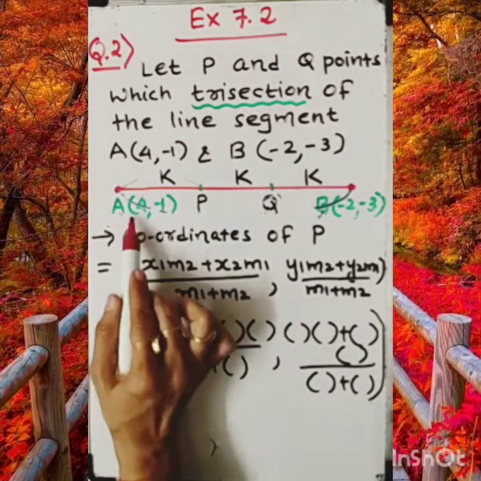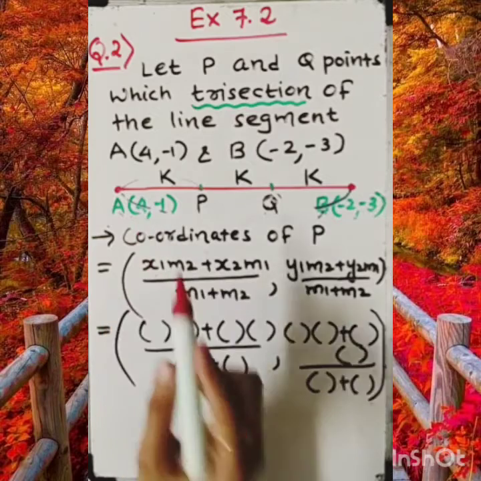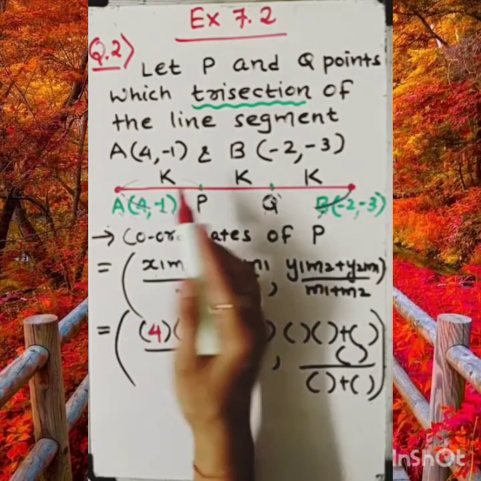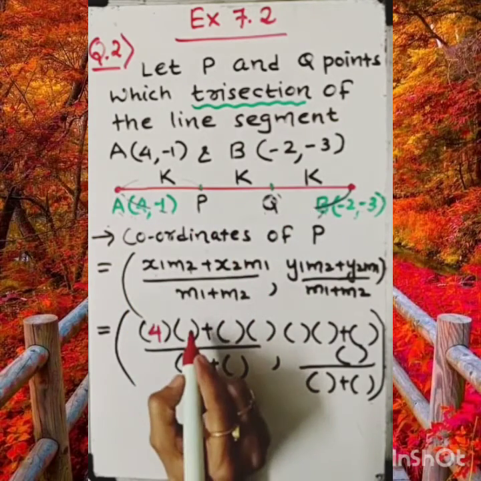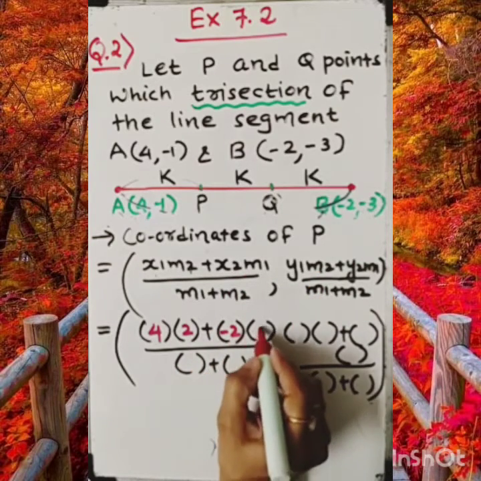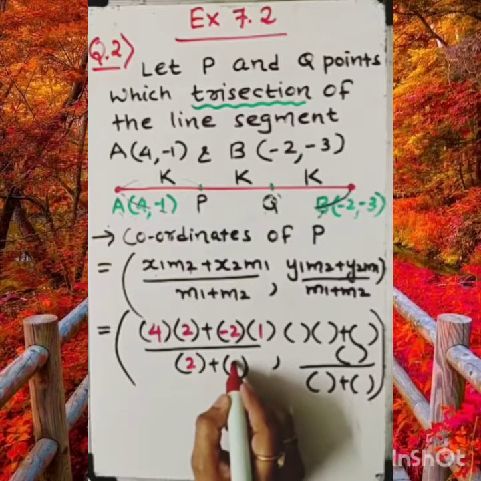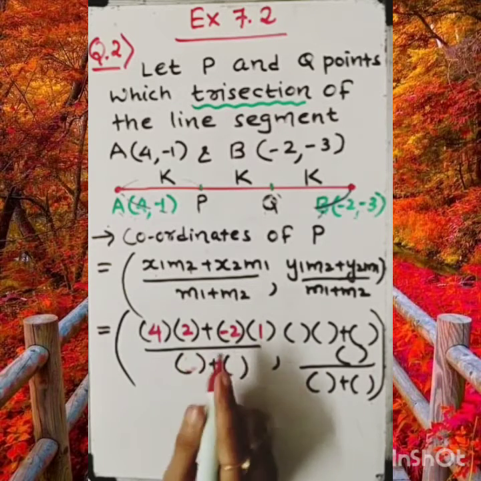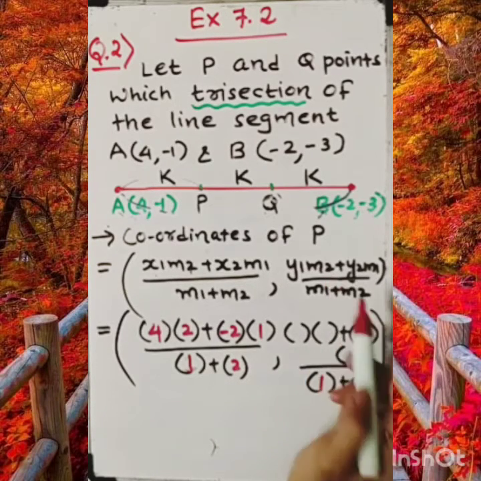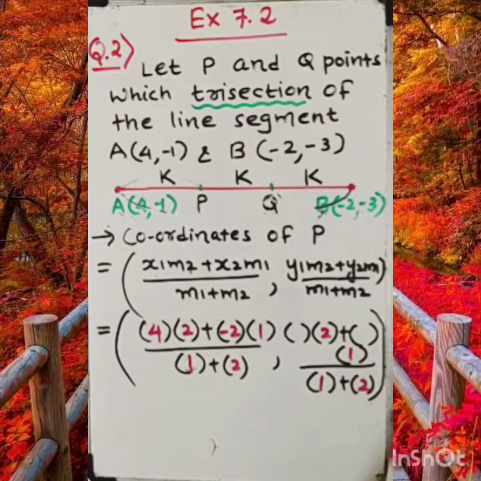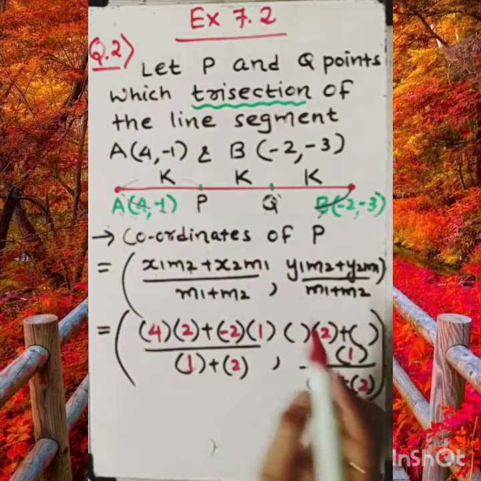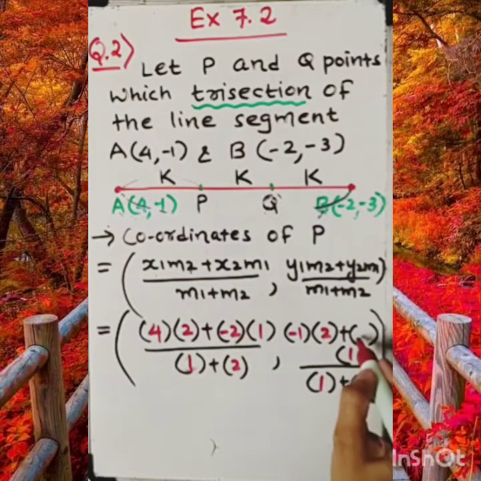Now, what are the coordinates of A? That is x1, which is 4. M2, that is the ratio, the first time the ratio is 1 is to 2, so M2 is 2 here. What is x2? x2 is minus 2, and the ratio M1 is 1. Here it is 1 plus 2, or 2 plus 1, same thing. Here M2 was 2 and M1 is 1. Now carefully write down the value of y1: minus 1 here, and y2 is minus 3.